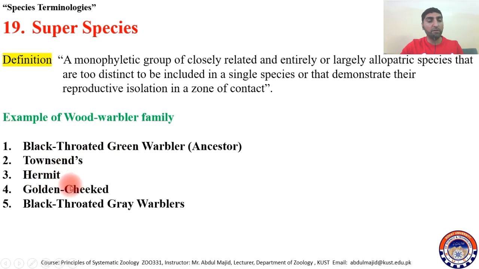The Townsend's, hermit, golden-cheeked and black-throated gray warblers are closely related, but because of their allopatric distribution, they are too distinct to be included in a single species, because they are very different morphologically. And when you bring all these populations together, they will show reproductive isolation. They will not interbreed with each other. So you can say these are the superspecies of this black-throated green warbler, which is the ancestor. Townsend's is a superspecies, hermit is a superspecies, golden-cheeked and the black-throated gray warblers. These are the superspecies.